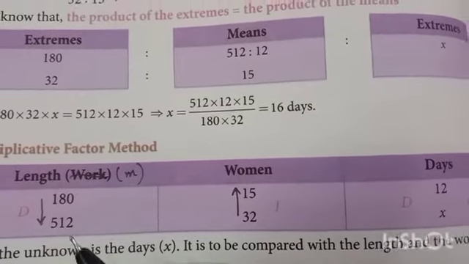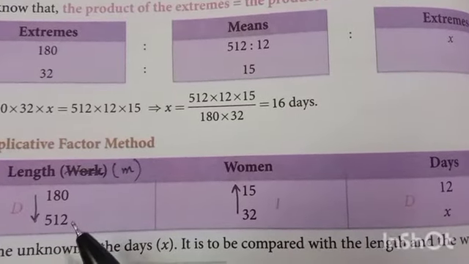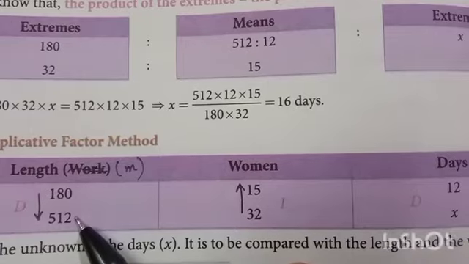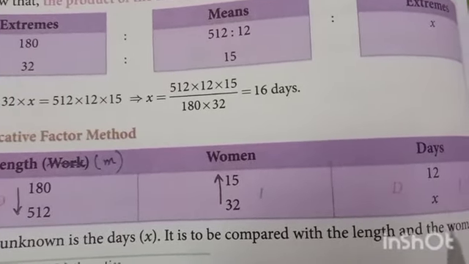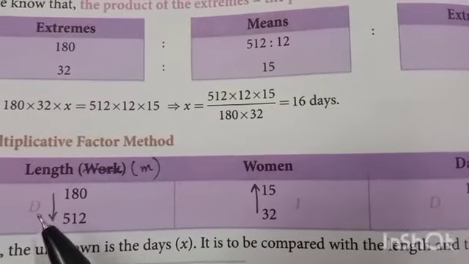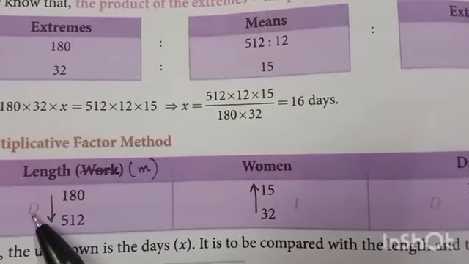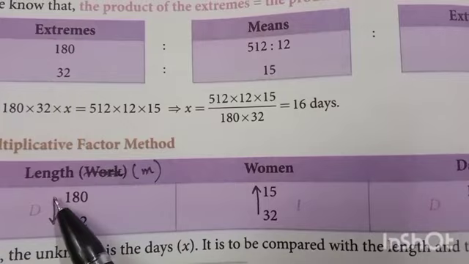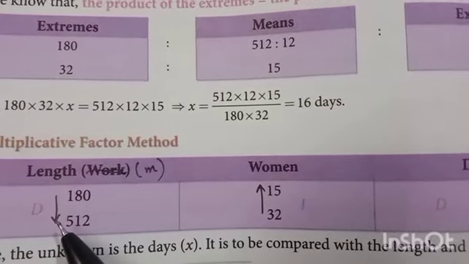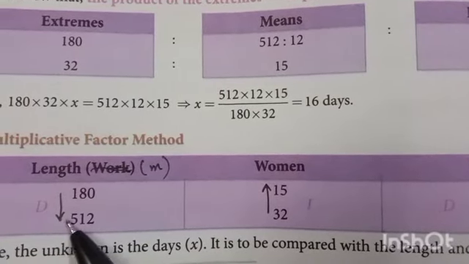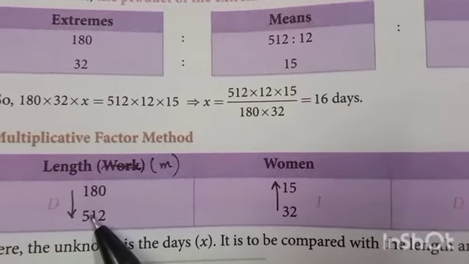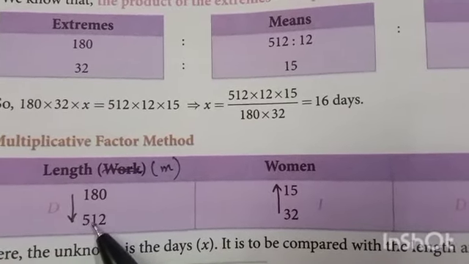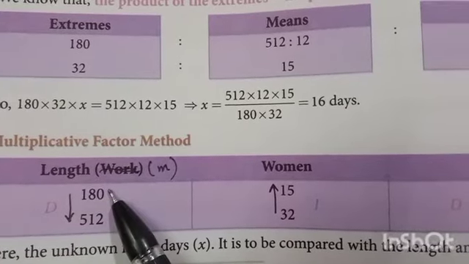Okay, so is it direct or inverse? The length of the mat increases, the days also increase. So increase, increase is called direct variation. You have to denote it D. For the multiplying factor you have to use a downward arrow mark. This arrow mark denotes the numerator value. So the multiplying factor is 512 by 180.